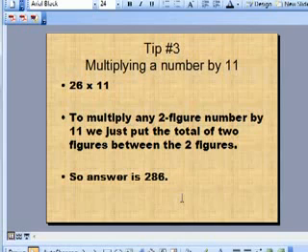Now, multiplying a number by 11. Say, take an example, 26 multiplied by 11, answer is 286. So what is the rule? To multiply any two figure number by 11, we just put the total of two figures between two figures. So let's try that.